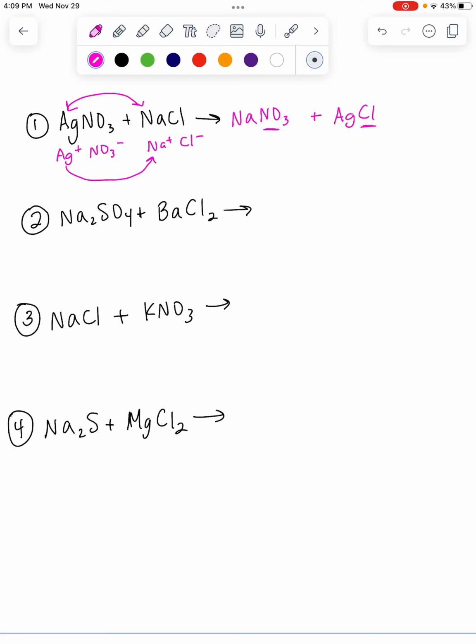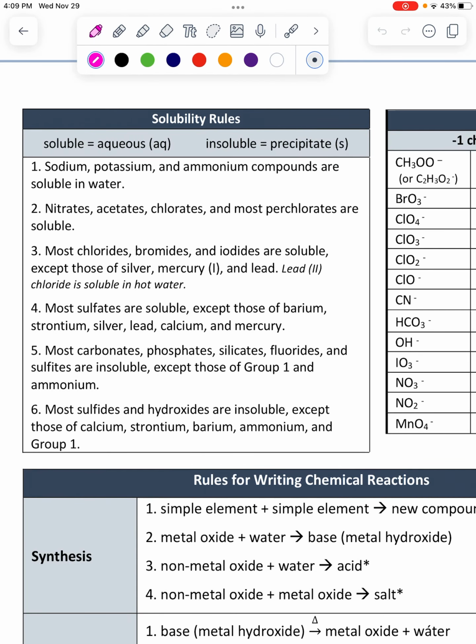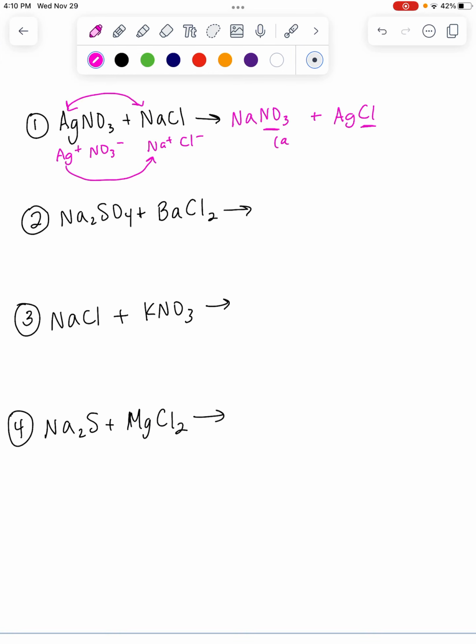So I'm going to look at my solubility rules to decide which one is going to be soluble. So nitrates are soluble. Okay, so I know that's going to get an AQ. And then chlorides are soluble except silver, mercury, and lead. So because I have silver chloride, AgCl, that's going to be insoluble. So I'm going to go back to my sheet here, and I'm going to give my nitrate an AQ, and then my silver chloride an S, because that is insoluble.